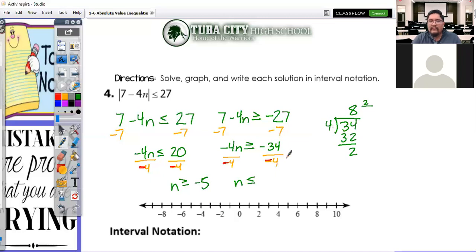My top number is 2. And my bottom number was 4. And it will stay 4. And again, I'm ignoring the negative because I already know this is going to be a positive number. Reduce this fraction. So 2 over 4. They're both even numbers. So I'm going to divide them both by 2. So I get 8.5.